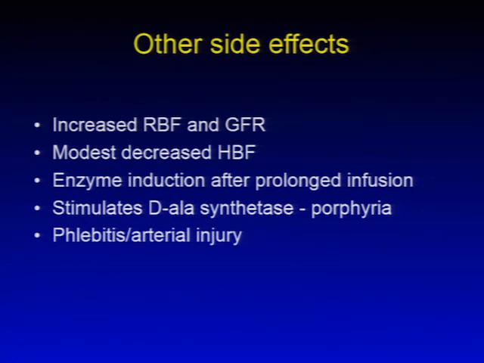If it is used as a prolonged infusion, for example, in patients who might be receiving a sodium thiopental infusion for brain protection, you will see enzyme induction and therefore increased metabolism of agents that are metabolized in the liver. It does stimulate delta-aminolevulinic acid synthetase, which may cause porphyria. And then also, if this agent is injected into an artery, you can certainly see arterial injury. And even in venous injection, patients may develop phlebitis. For the management of the arterial injury, it usually requires dilution, heparinization, and maybe even brachial plexus block if it's an upper limb vessel that was injected into.